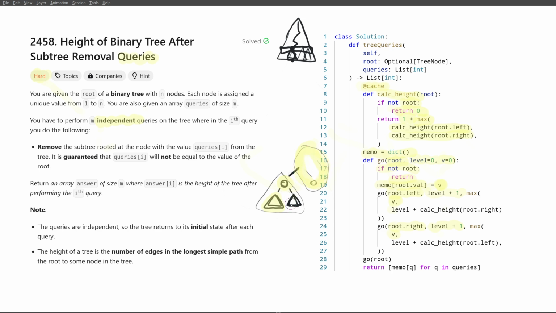But maybe the answer is in the other subtree. So in that other subtree, the answer would be the level of the current node plus the height of that subtree. So when we go to the left, so when we calculate the answer for the left subtree, then we know that the right subtree will exist in the tree after the query, so we can use its height. The same thing when we calculate for the right subtree, we can use the height of the left subtree. Of course, we have to run it at root, starting at level 0 and with value 0. And at the end, in memo, we have calculated the values for every node. So now, since we have those independent queries, we just return the answer for every value in those queries.